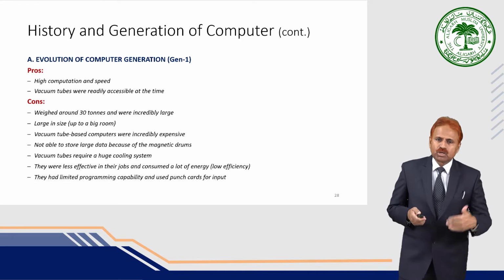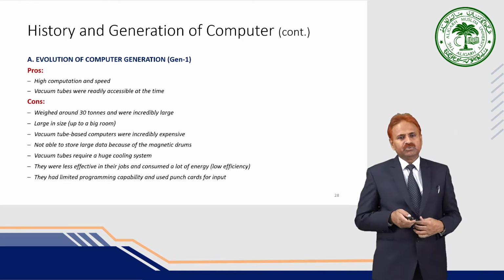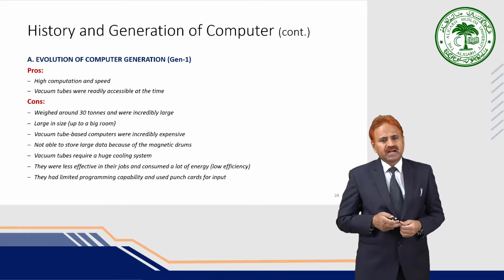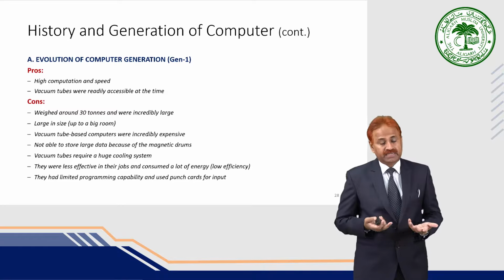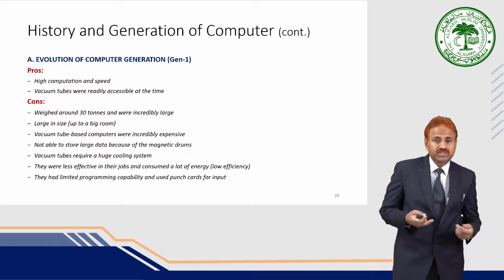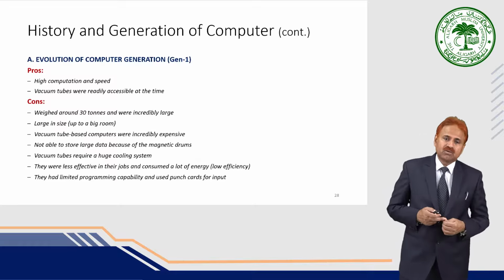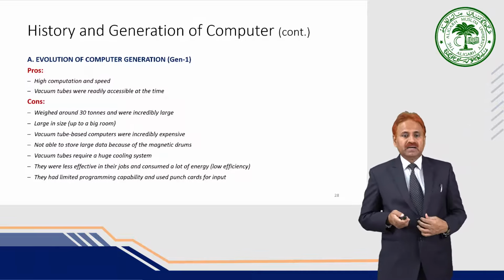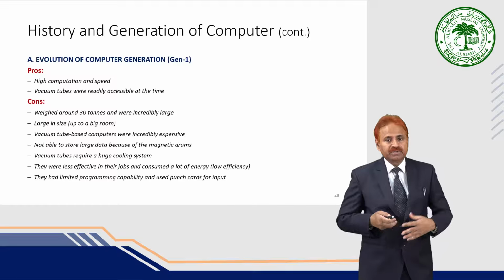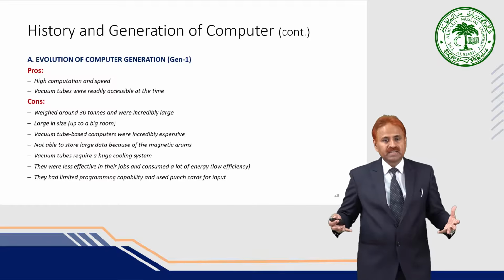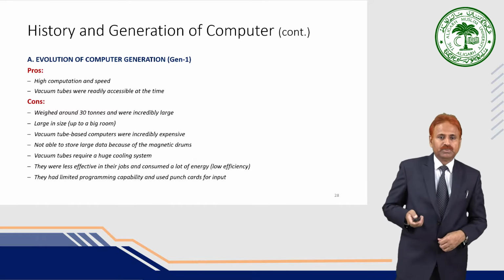What are the pros and cons of first generation computers? We can see here, at that time they had high computation and speed. Vacuum tubes were readily accessible at that time. What are the cons? They weighed around 30 tons and were incredibly large. They were kept in a large room. So I mean to say they were large in size, up to a big room.